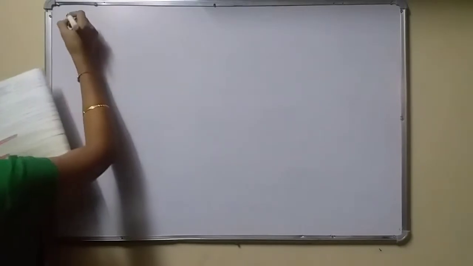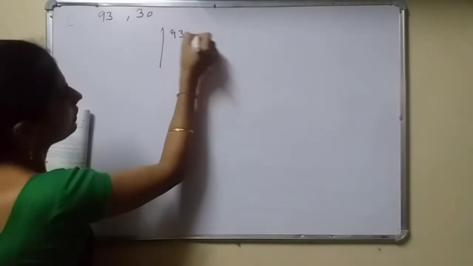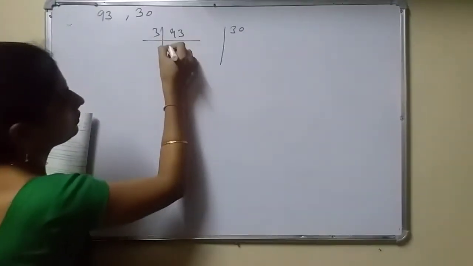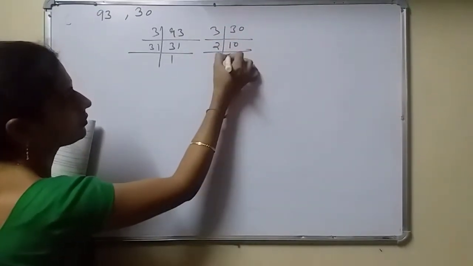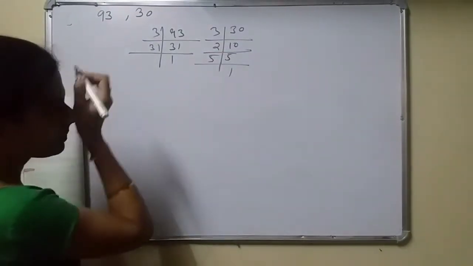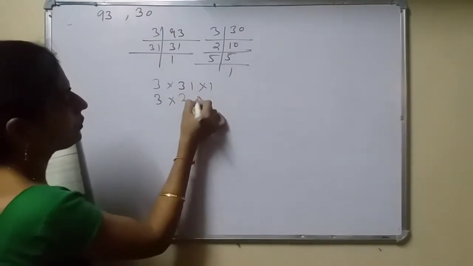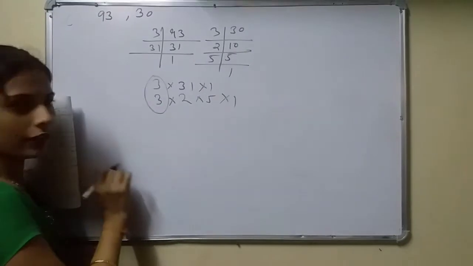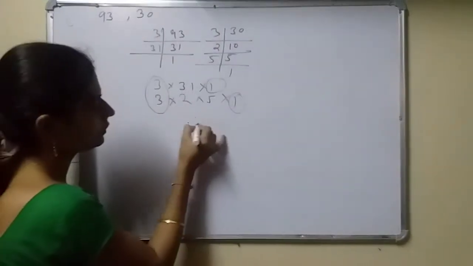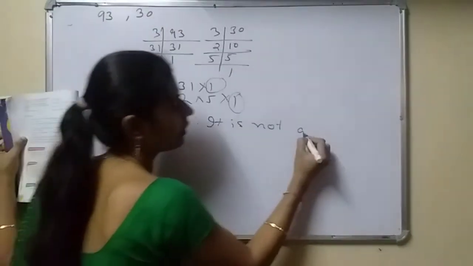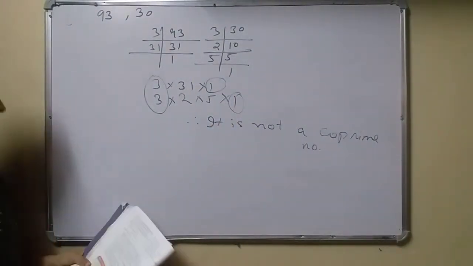Now see question number C. 93 and 30. 3 3s are 9, 3 1s are 3. 31, 1. Now see 3 into 31, and 3 into 2 into 5 into 1. See here also 3 you are getting common, and 1, means more than one common factor you are getting here. Therefore, it is not a co-prime number.